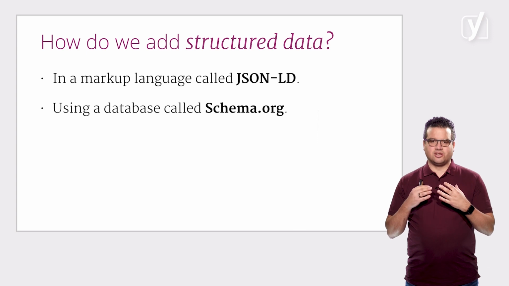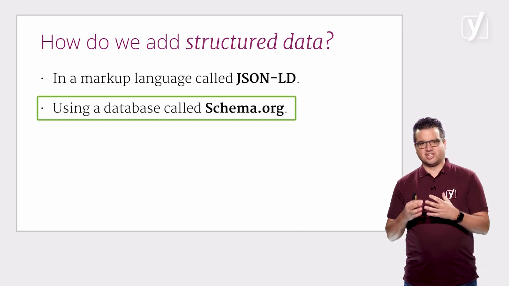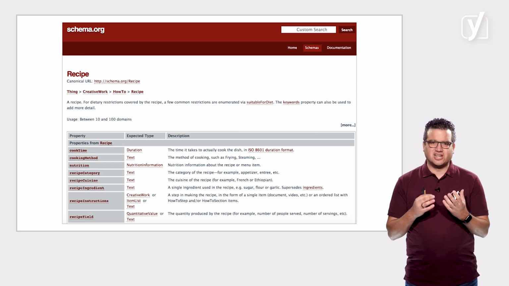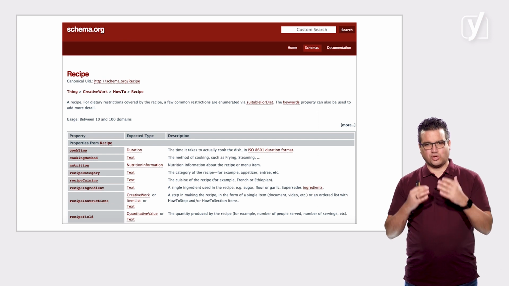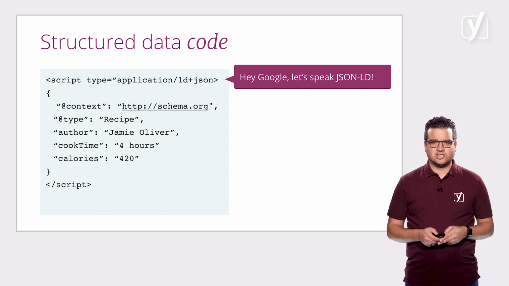And then we use a database called schema.org for the structured data itself. Schema.org defines all these pieces of structured data. It defines what a recipe should look like and which entities are within a recipe. So let's see what this looks like in code.